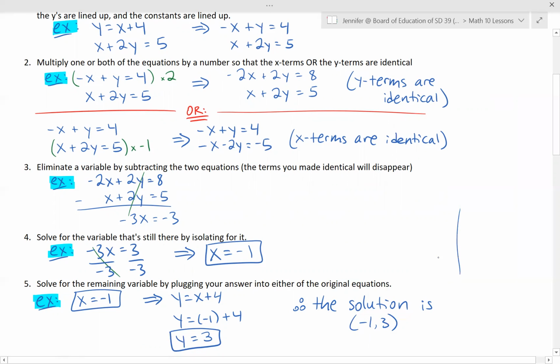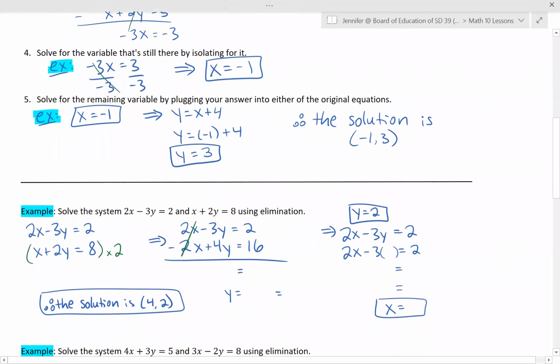And you can always check your work by graphing it. And if you were to graph these two lines, you'd see that their intersection point is somewhere around there. We'll do some other examples a little quicker.